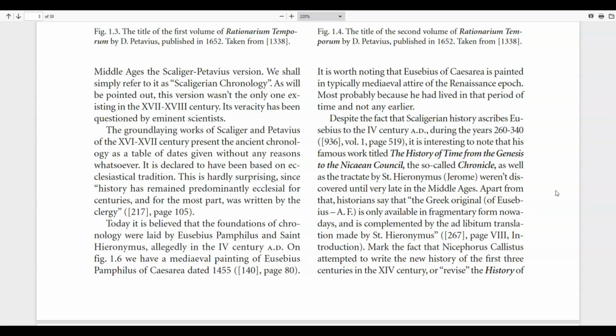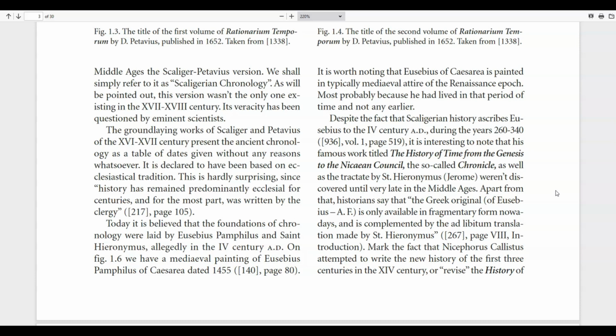Despite the fact that the Scaligerian history ascribes Eusebius to the 4th century AD, during the years 260 to 340, it is interesting to note that his famous work titled The History of Time from the Genesis to the Nicene Council, the so-called Chronicle, as well as the tractate by Saint Hieronymus or Jerome, weren't discovered until very late in the Middle Ages. Apart from that, historians say that the Greek original of Eusebius is only available in fragmentary form nowadays and is completed by the ad libitum translation made by Saint Hieronymus.